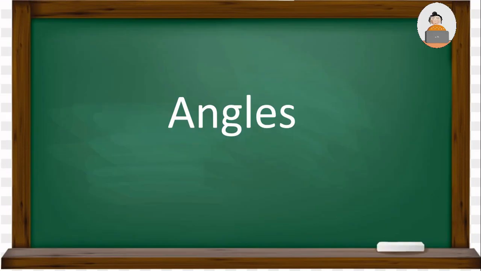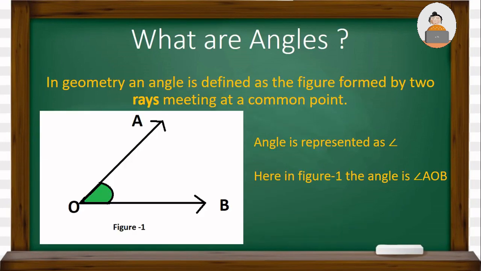Friends, in this video we will be discussing the types of angles, what angles are, and some of the properties of angles. The very first question that we are going to discuss is: what are angles? In geometry, an angle is defined as the figure formed by two rays meeting at a common point. In other words, angles are formed between two rays extending from a single point.